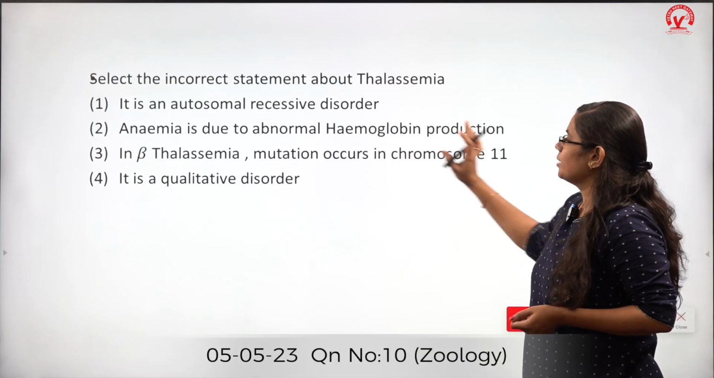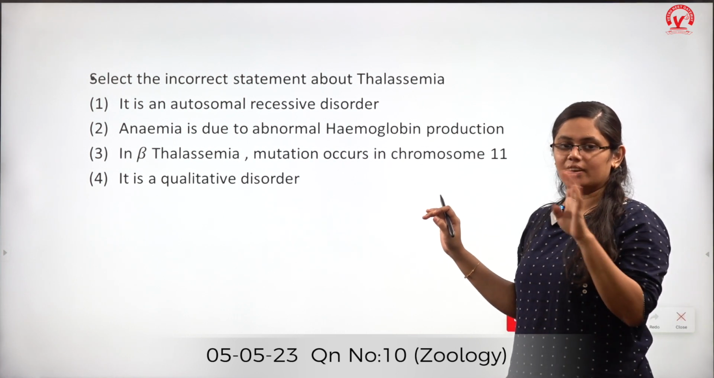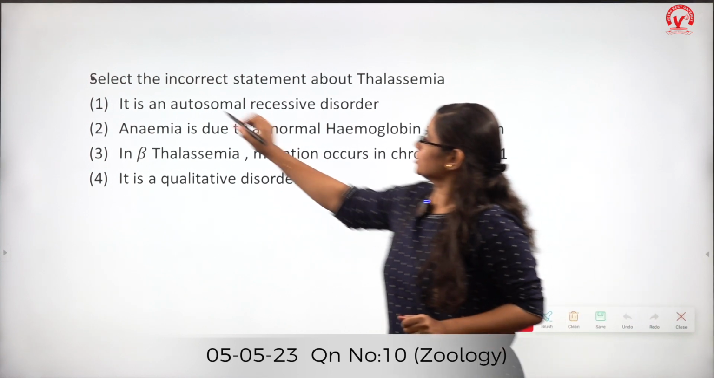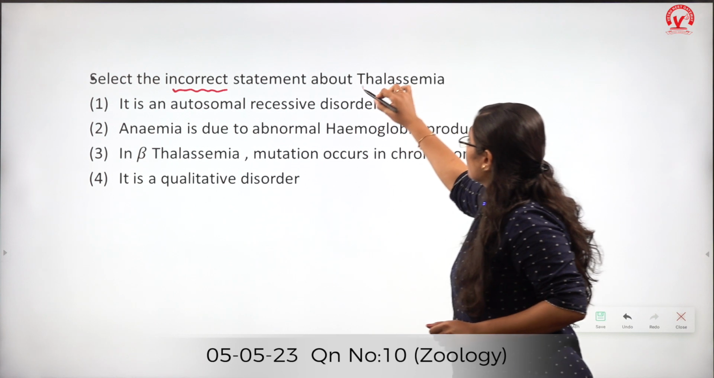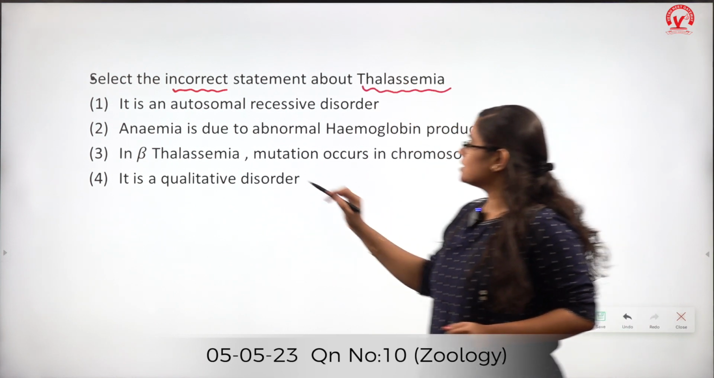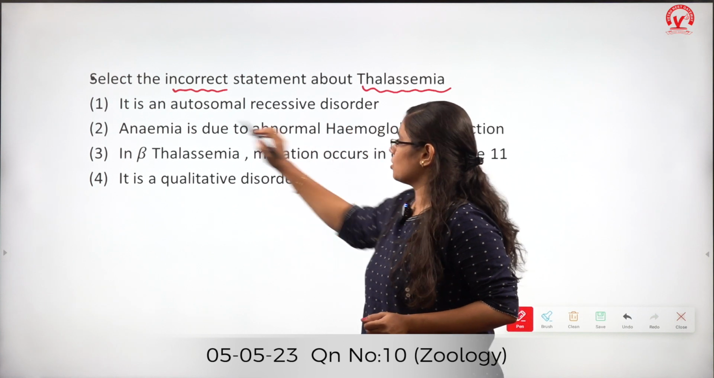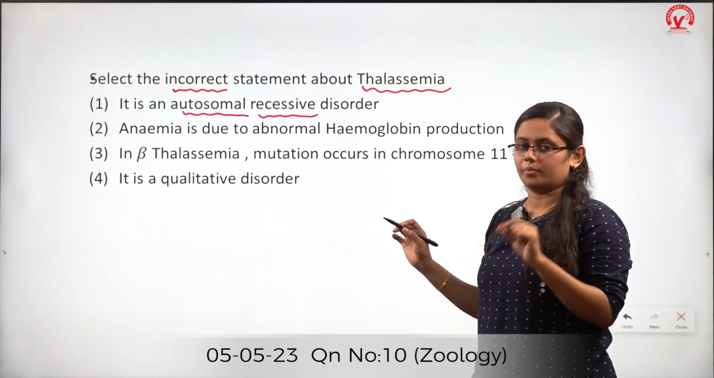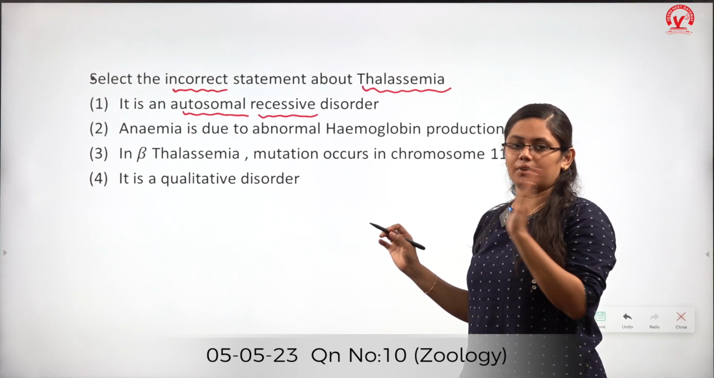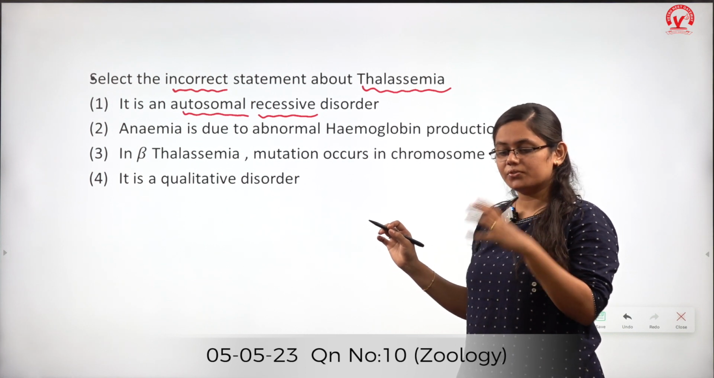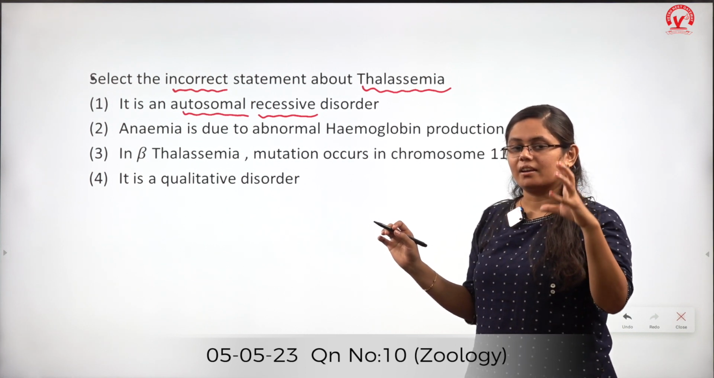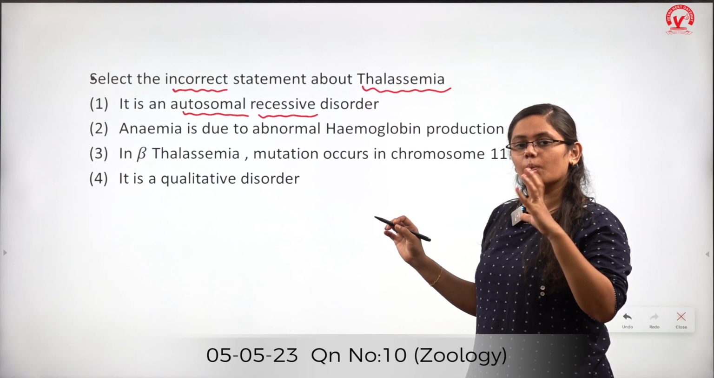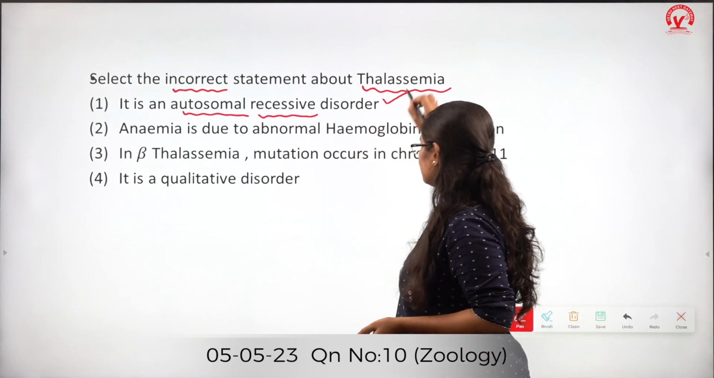Select the incorrect statement about thalassemia. Here they have given 4 statements about thalassemia and they are asking to select the incorrect statement. The first one is, it is an autosomal recessive disorder. Thalassemia is an autosomal recessive disorder because the parents will be unaffected carriers of the gene and the offspring will be affected. So this point is correct.